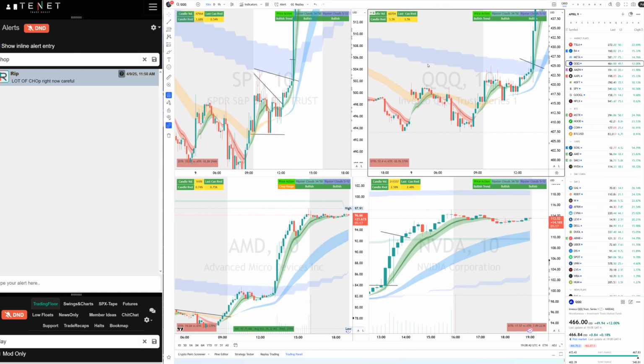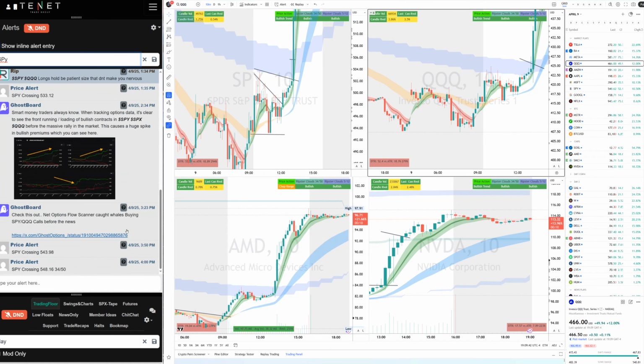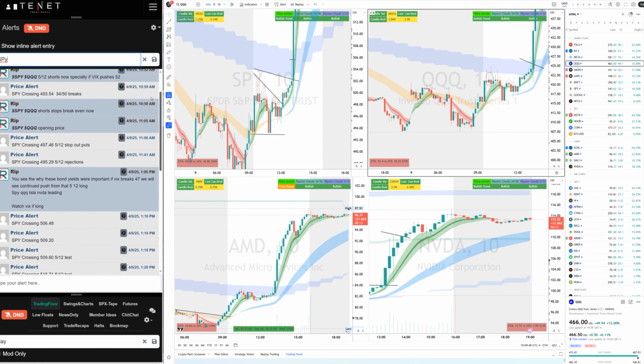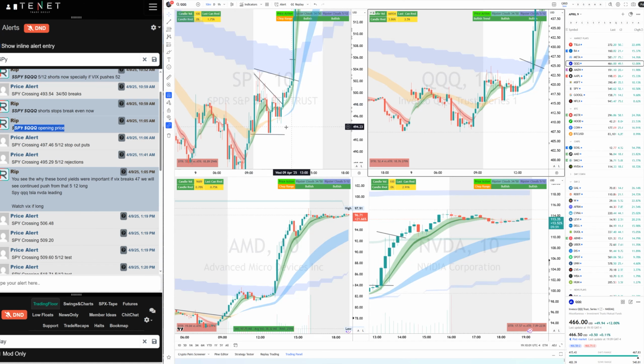So what happens next? Let's look carefully and see what was actually happening on the market. Once we were short here, once it went into the chop, we were out of everything. Then you see that SPY QQQ was bouncing on the opening price. That's really important to understand here. We stopped out of the short, and then we just waited. And when the bonds hit, SPY and QQQ started to push higher.